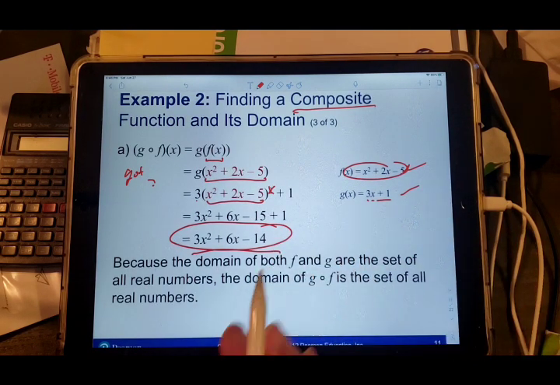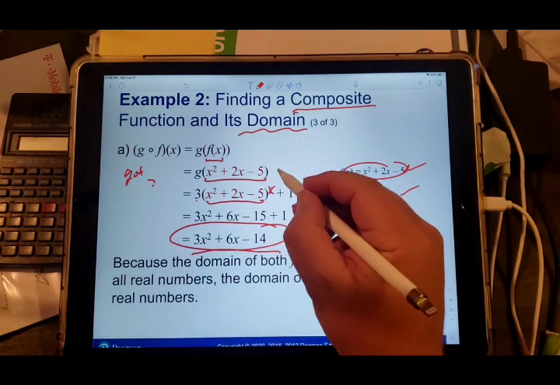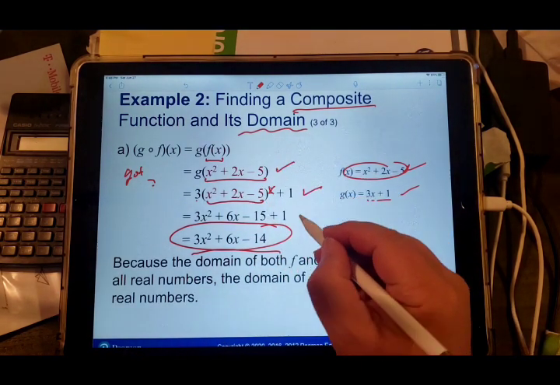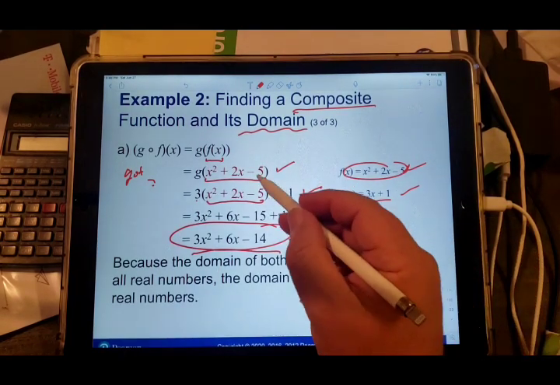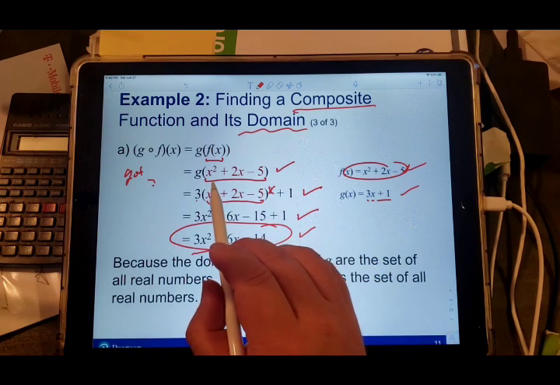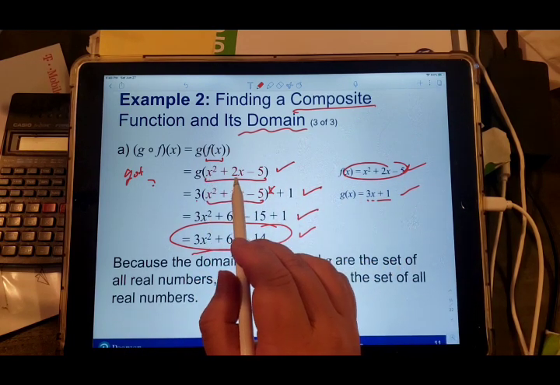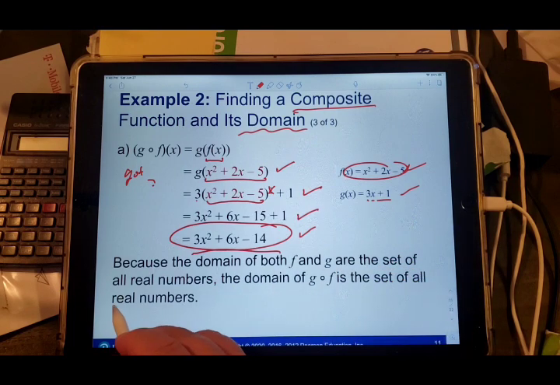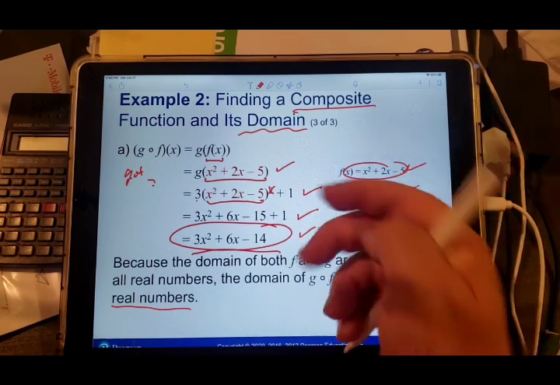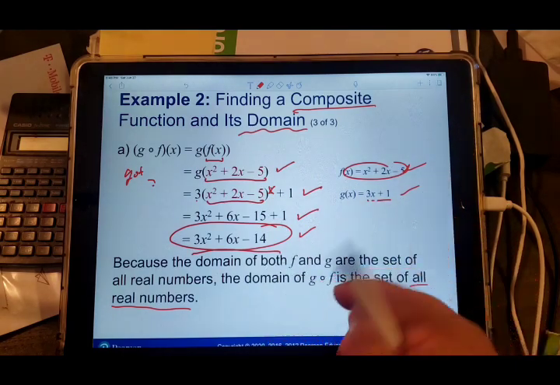So what's this part about domain? For domain, just look: are there any legitimate mathematical restrictions as I walk through this? In other words, are there any x's that I can't square? Any numbers I can't multiply by 2? No. The domain of this is going to be all real numbers because at no point was there a problem with that.